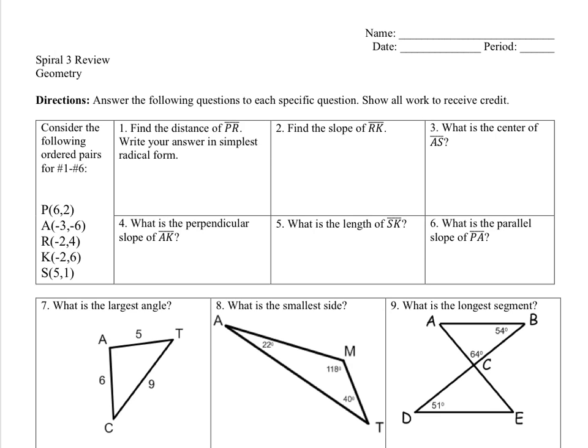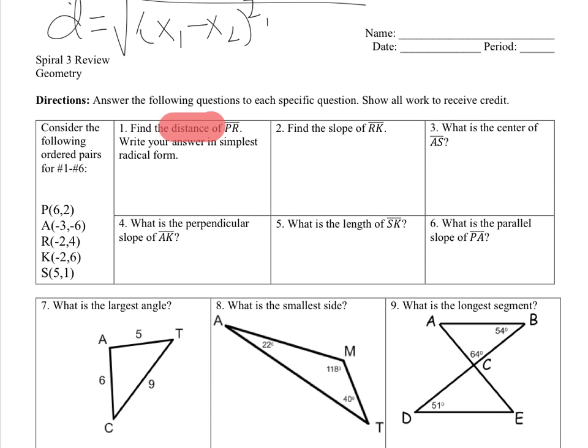So remember, we see the word distance, we have to remember our distance formula. Remember our distance formula, d equals the square root of (x1 minus x2) squared plus (y1 minus y2) squared. Okay, write your answer in simplest radical form, so hopefully you guys are okay with that.